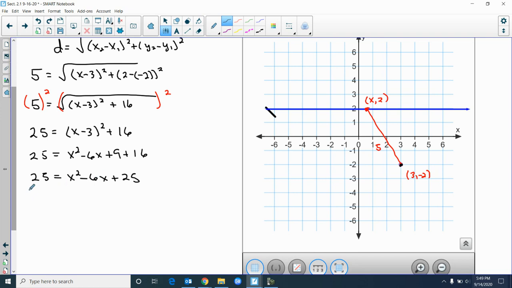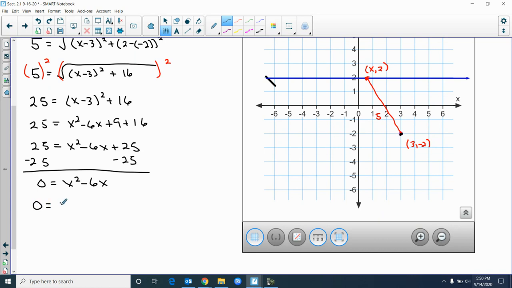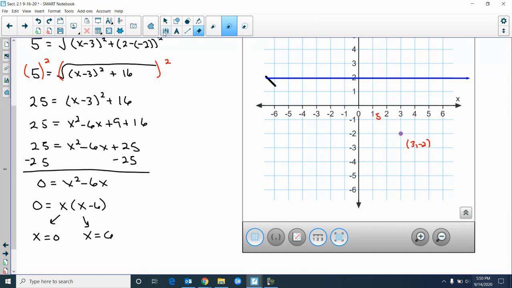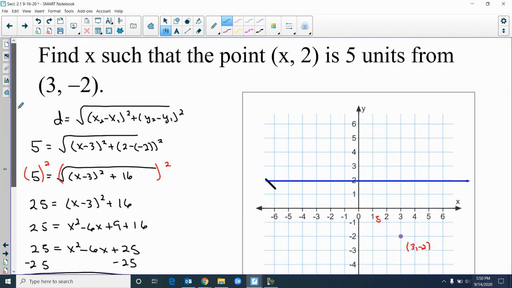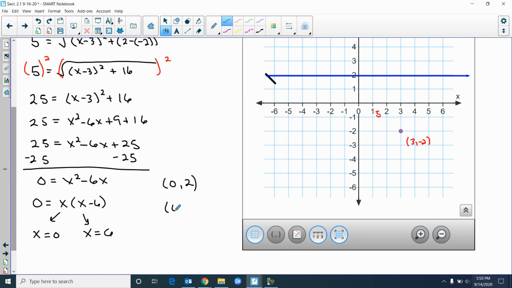All right, since I do have an x squared, I'm going to set it equal to 0. Subtract 25. I get 0 equals x squared minus 6x. All right, so I can factor this into x times x minus 6, and I get x equals 0, and x equals 6. So you actually get two answers, because I'm going to go back here, and that means we're going to have 2 points. The first point is going to be 0, 2. We're finding the x value. The y value is always 2. And another point is going to be 6, 2.